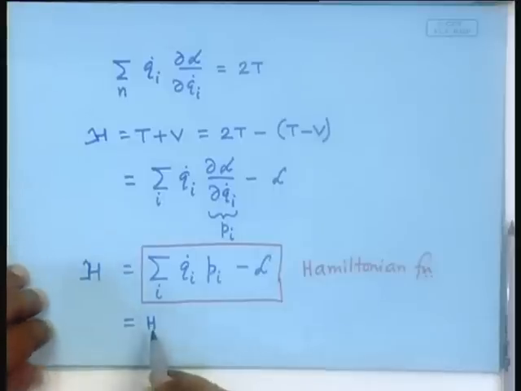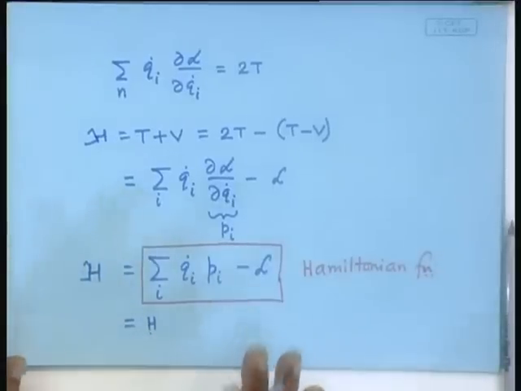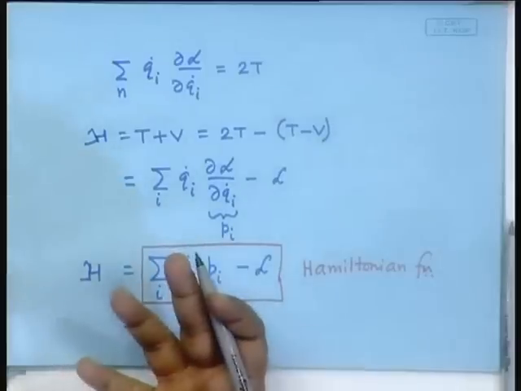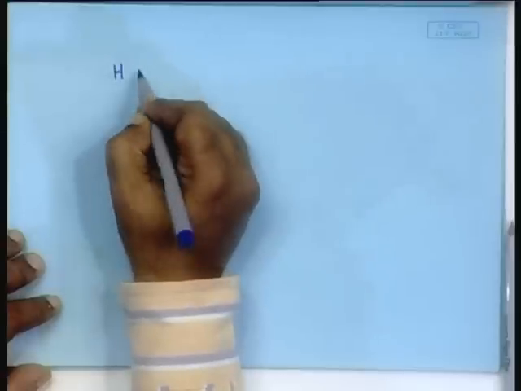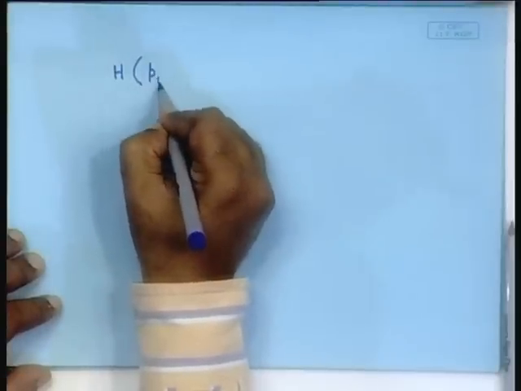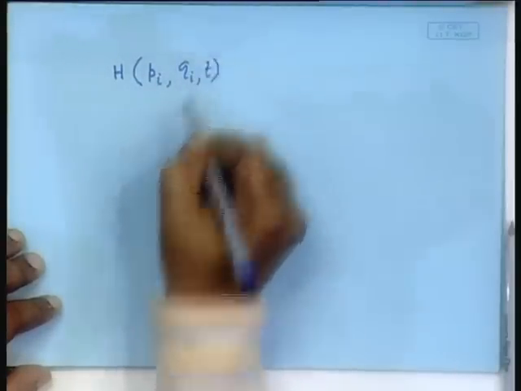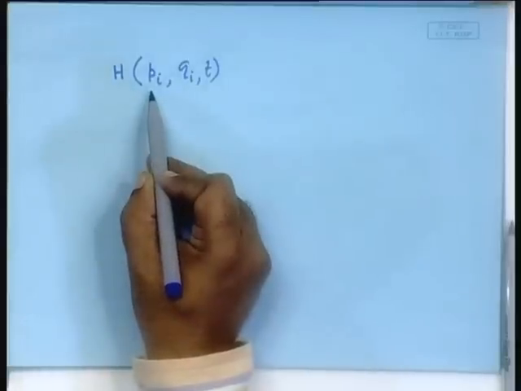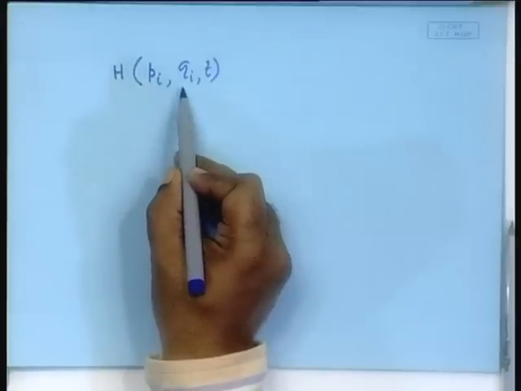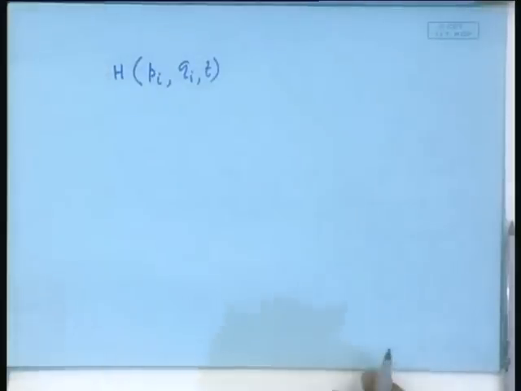Good. Now, what is this total energy dependent on? Total energy is dependent on the momentum, the position, and the time. So, we can write the total energy H is a function of p_i, q_i, and time, right. That stands to reason. The kinetic energy is dependent on the momenta, and the potential energy is dependent on the positions, and things can be dependent on time also.